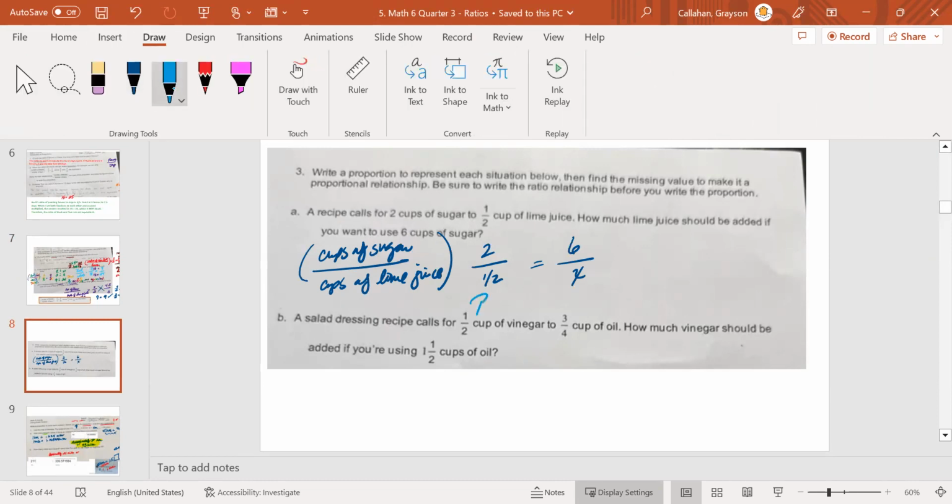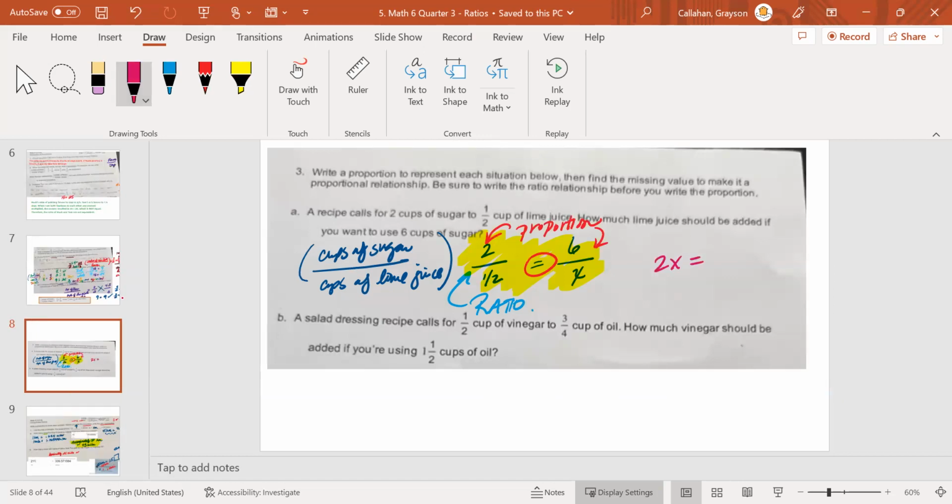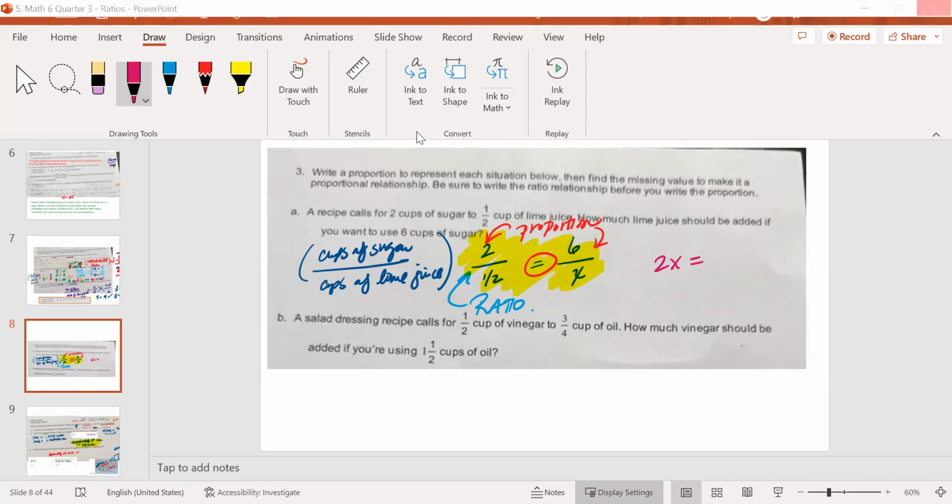So this right here is your ratio, okay? This is your ratio. Do you see that? That entire thing is your proportion, when you have the equal sign in between them, okay? So then when you solve them, 2 times X is 2X. What's 1/2 times 6? What's half of 6? If you have $6 and you do half of it, how much is that? Okay, 3. What's 3 divided by 2?